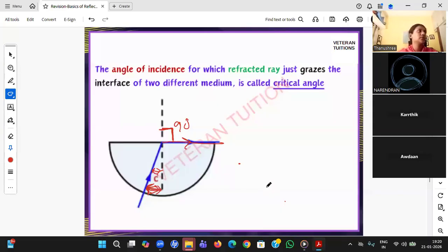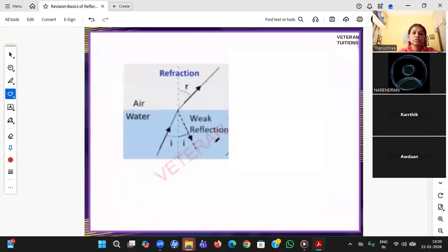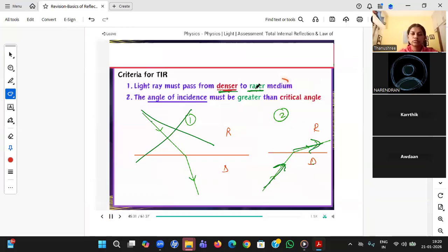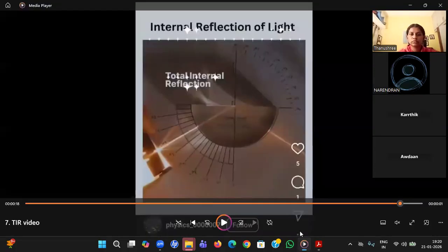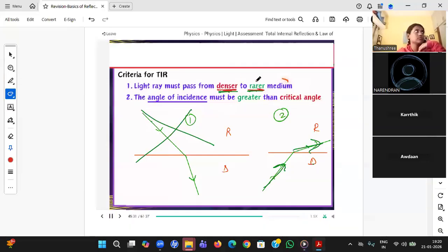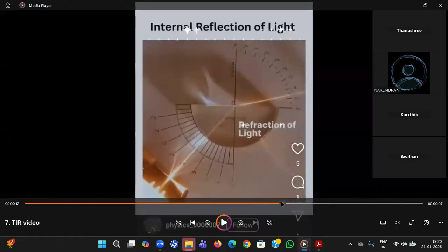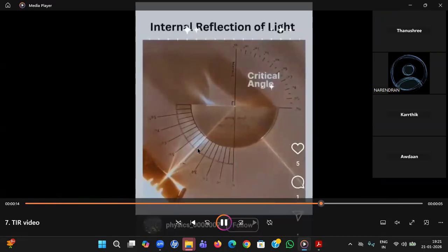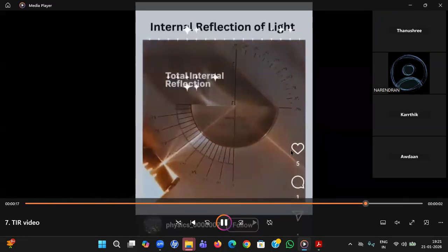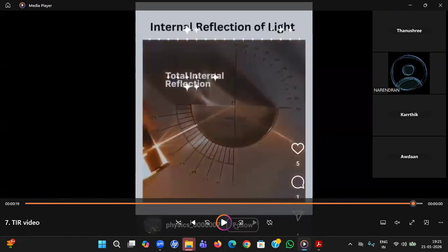So what is required for total internal reflection? The first requirement: light should travel from denser to rarer. You see what example I took? From glass to air, denser to rarer. What is the next condition? My angle should be greater than the critical angle of incidence. The critical angle is exactly touching the surface, and for total internal reflection the angle should be more than this, then only it will start reflecting. So these two things you just need to understand.